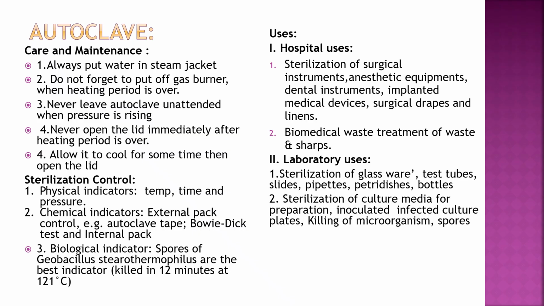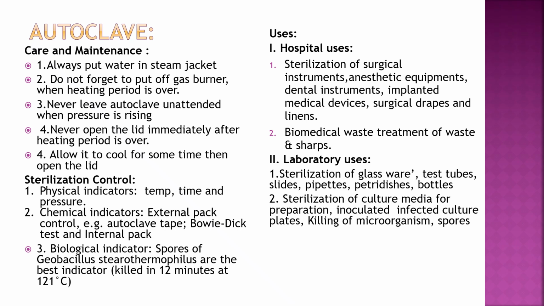Sterilization control: physical conditions like temperature, time and pressure. Chemical indicators like external pack control, that is autoclave tape, or Browne's test, or internal pack. The biological indicator: spores of Geobacillus stearothermophilus are the best indicator, in which the spores are killed in 12 minutes at 121 degrees Celsius.